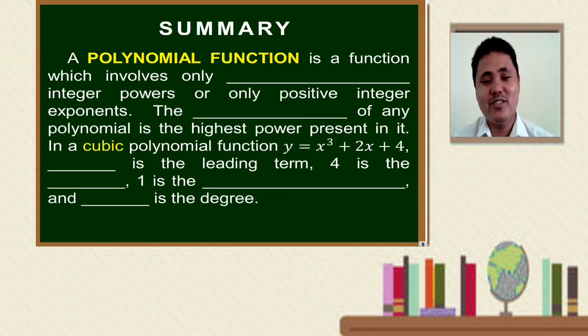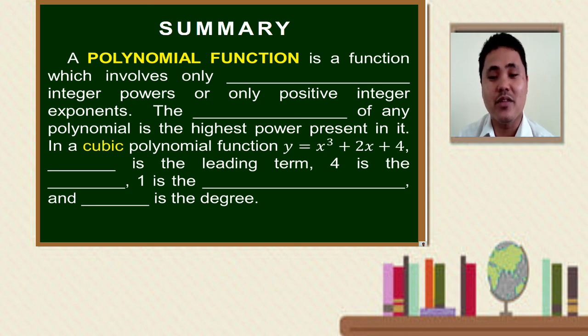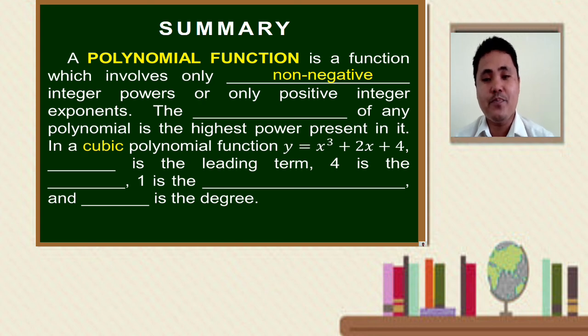Okay, so let's move on to the summary of this topic. A polynomial function is a function which involves only non-negative integer powers of the variable. So what must be remembered about the exponent of the variable in a polynomial function? It could be positive integers or non-negative integer powers. The degree of any polynomial is the highest power present in it. So the highest power of the variable in a particular polynomial function is known as the degree of the polynomial function.